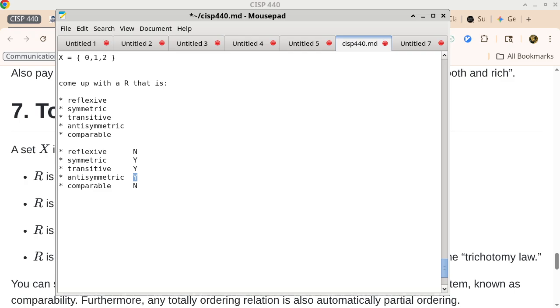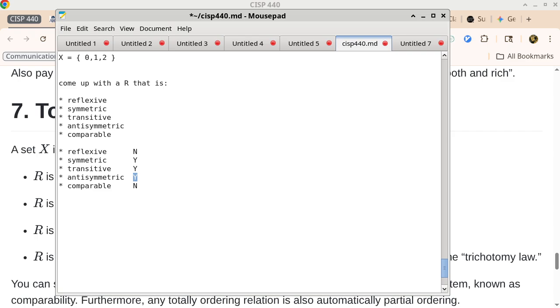Antisymmetry also has an implication. The implication of antisymmetry says, E R F and F R E implies, in this case, E equals F. But it is still an implication, and the left-hand side of the implication is a conjunction of two asserted relations. Since the relation itself is empty, the left-hand side of the implication is automatically false, which means the implication is automatically true. So of everything, this is the easiest one to satisfy because an empty relation would actually meet this requirement.